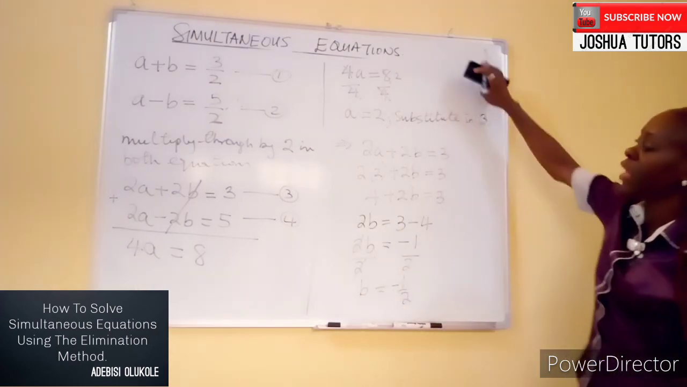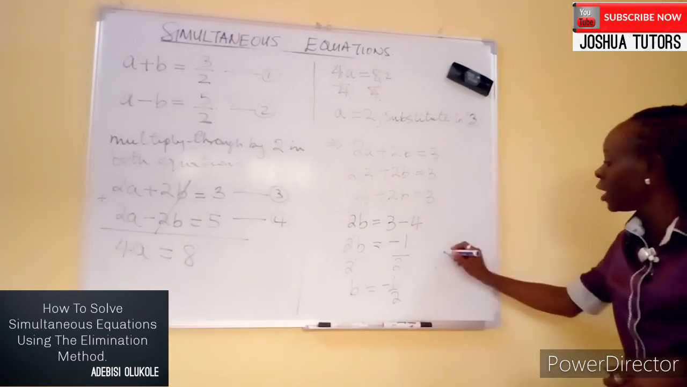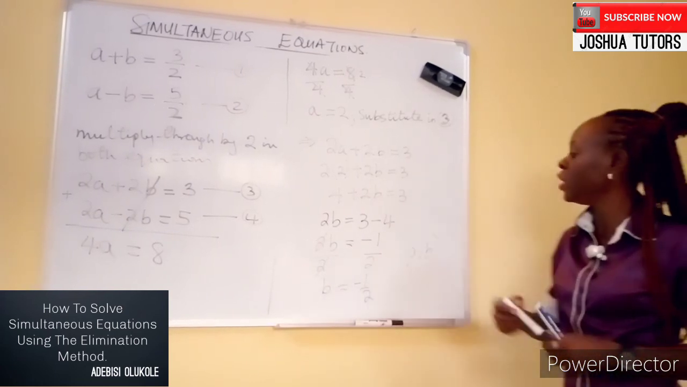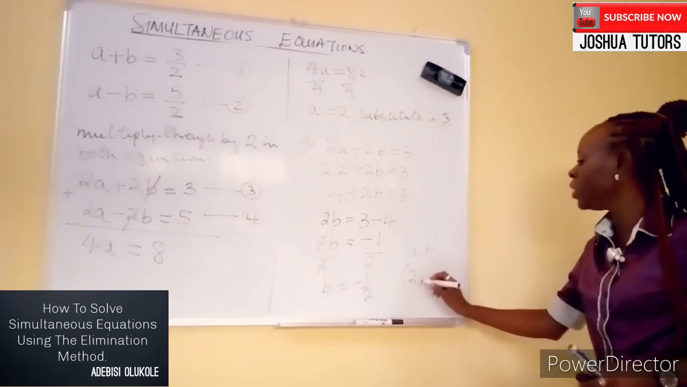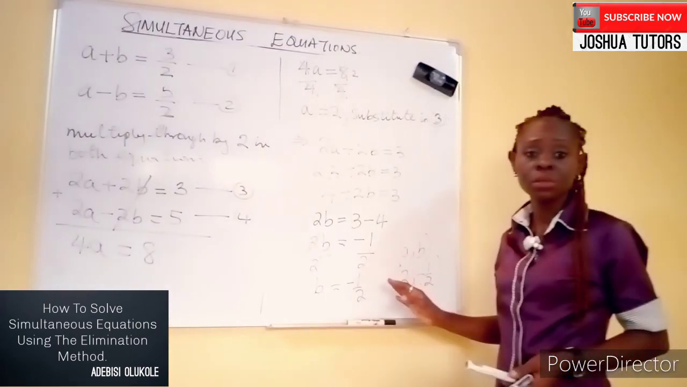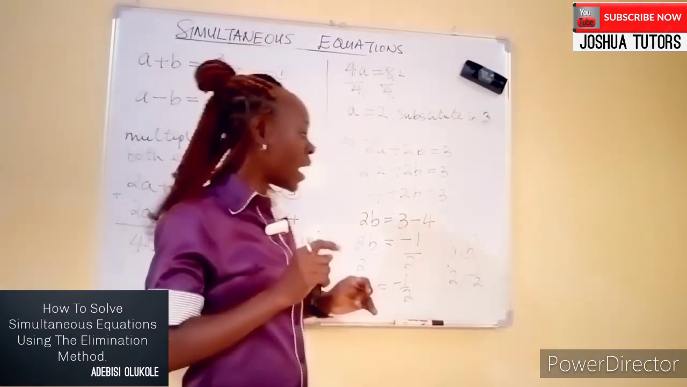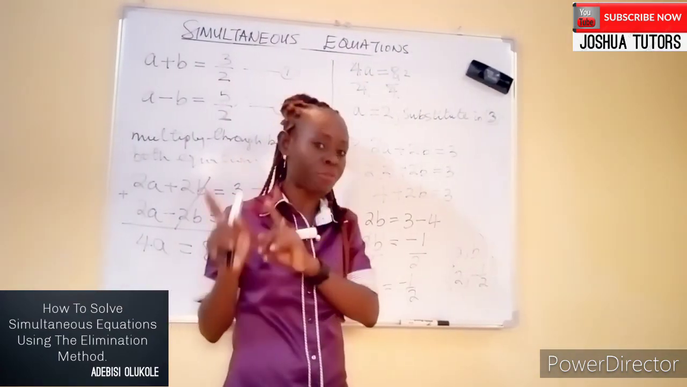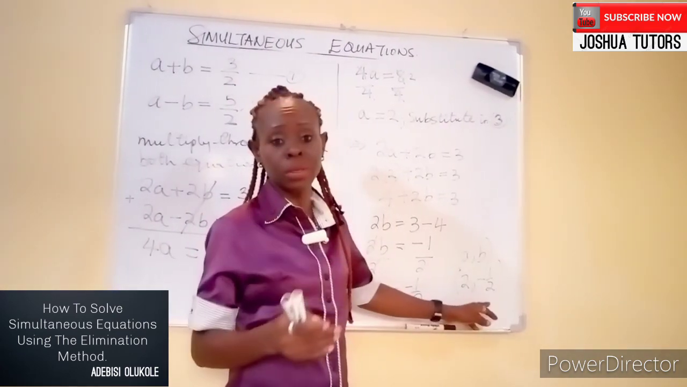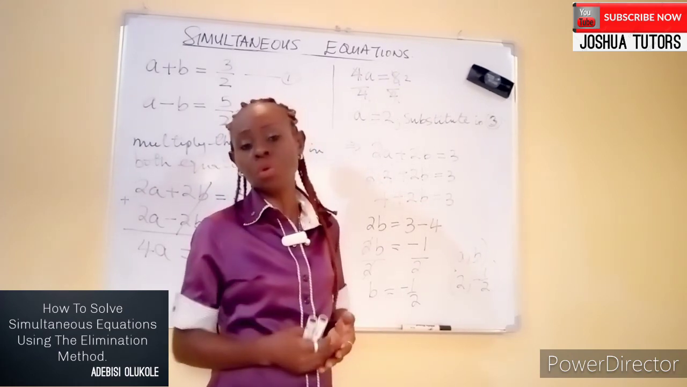How do we write it in an ordered pair? A comes before B. So it's going to be A, comma, B. What is A, comma, B? A is 2. B is minus 1 over 2. It is very important for us to get the ordered pair correct, because when we are plotting these points on the graph, A should come before B. A represents X, while B represents Y.